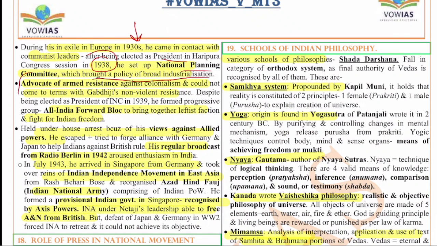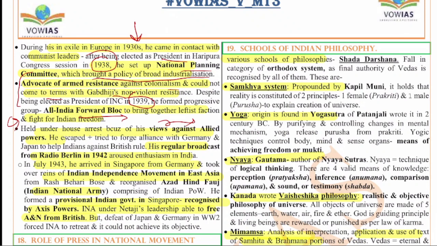He advocated armed resistance against colonialism and could not come to terms with Gandhiji over non-violent resistance. That means he wanted to use arms against the British, which is against Gandhiji's non-violent resistance. Despite being elected as the head of the Congress in 1939, he resigned at the Tripuri session because he did not have support from Gandhiji and others. Then he formed his own party called the All India Forward Bloc to bring together the leftist factions and fight for freedom using arms.